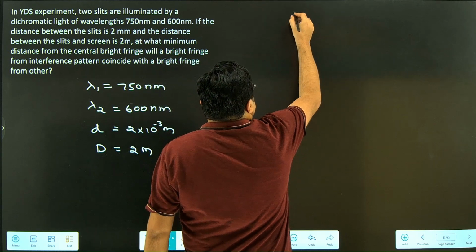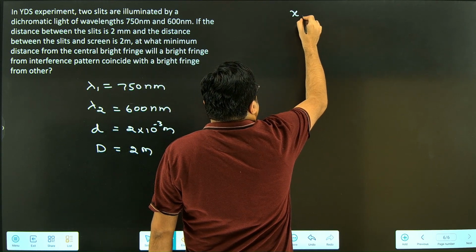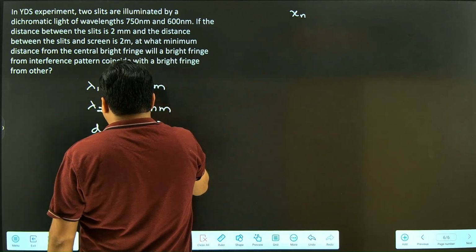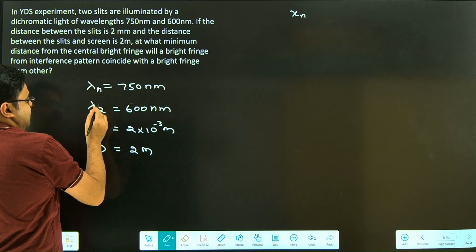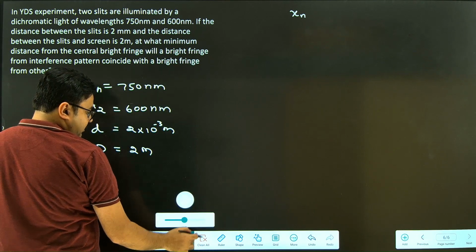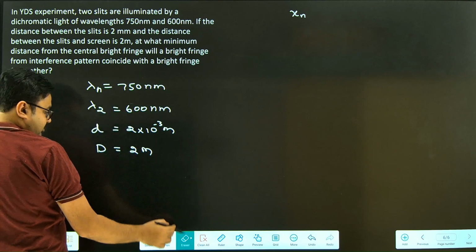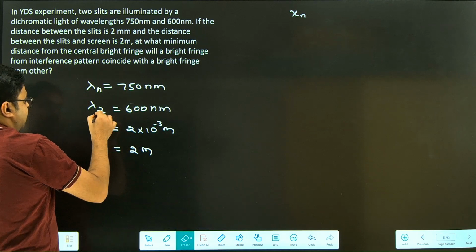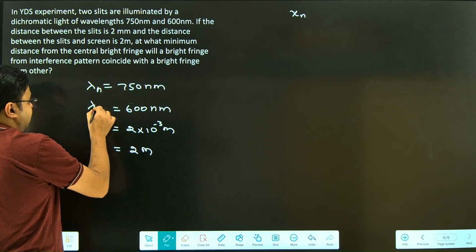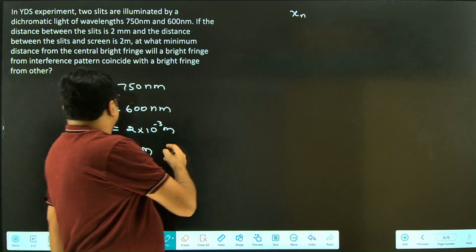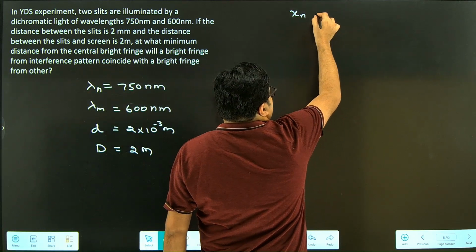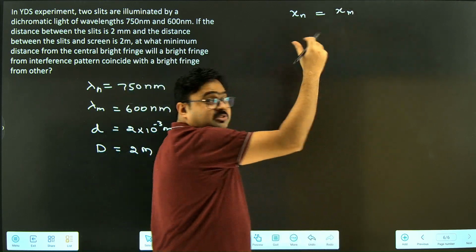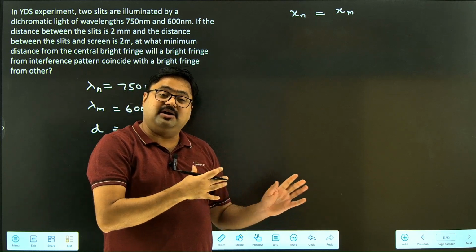Let us say that the nth bright fringe due to the first wavelength, right? Or maybe you can just write this as n lambda n. So this is the mth wavelength, right? The distance to the nth bright fringe from the central bright fringe is equal to the distance to the mth bright fringe in the other pattern on the same screen.